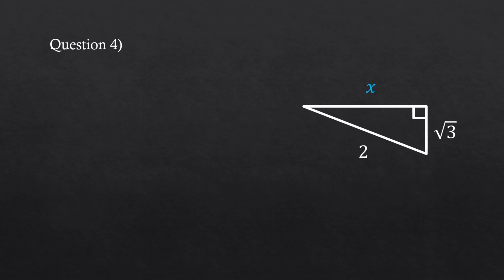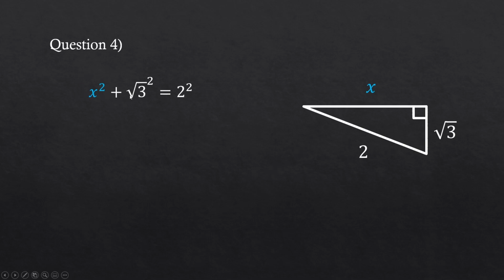Question 4. We again have to find this x, but remember, this x is not the hypotenuse, right? So don't get fooled. We have to square this x and then square this root 3 and then add them together, and that should be this squared, right? So do not get fooled.